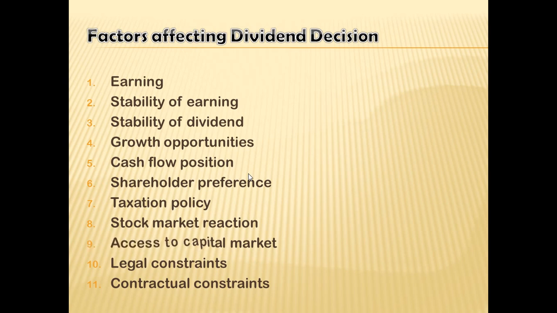Next is access to the capital market. Large and reputed companies generally have easy access to the capital market and therefore may depend less on retained earnings to finance their growth. These companies tend to pay higher dividend than the smaller companies.